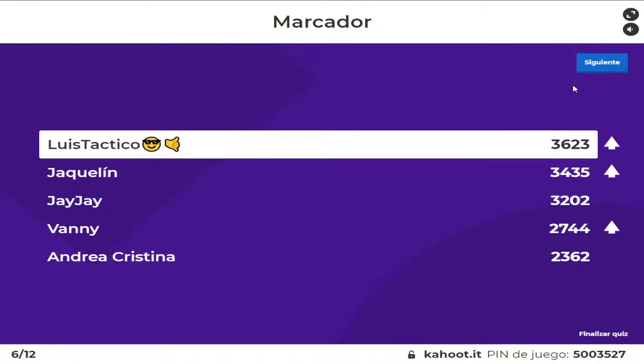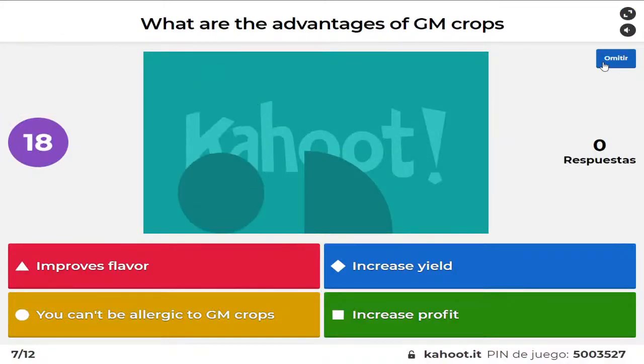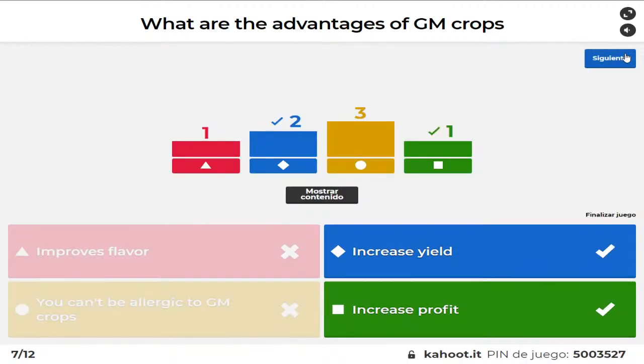Okay, let's see. Luis is winning. Then Jackie, Monse, Fer, and Andrea. Okay, we are in the half of the game. Let's go. Quiz. What are the advantages of GM crops? Improves flavor, increase yield, increase profit, or you can be allergic to GM crops. What can be, guys? Think about this. It can be tricky, right? This one, I'm like you. Increase profit and increase yields.